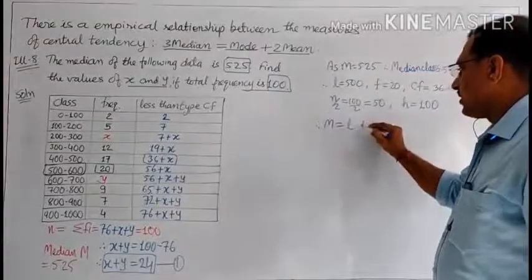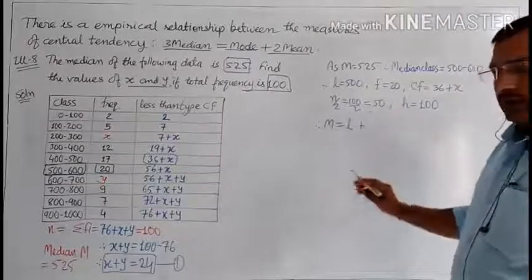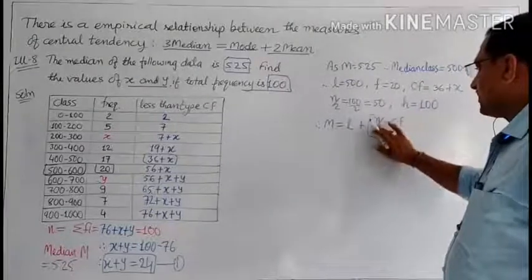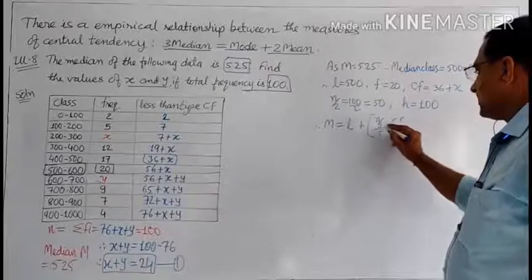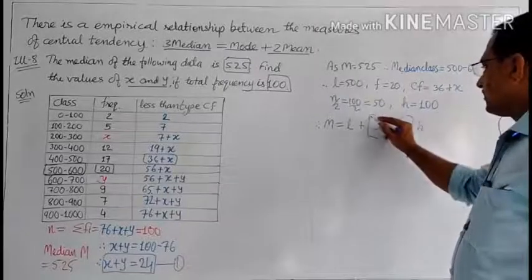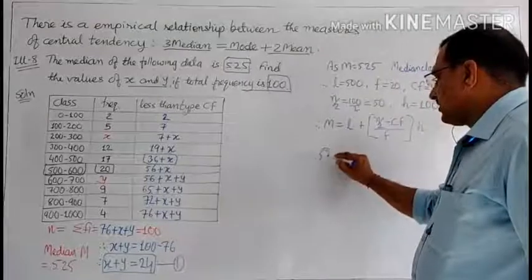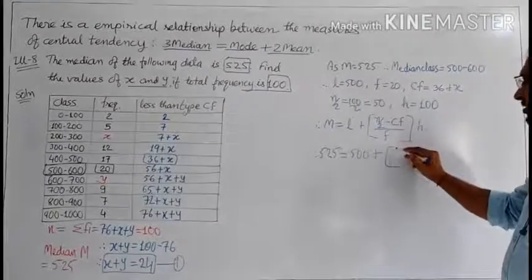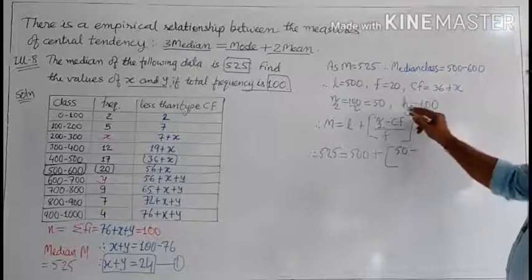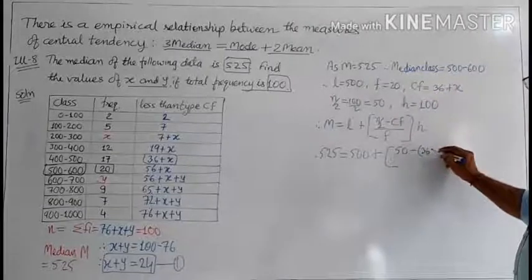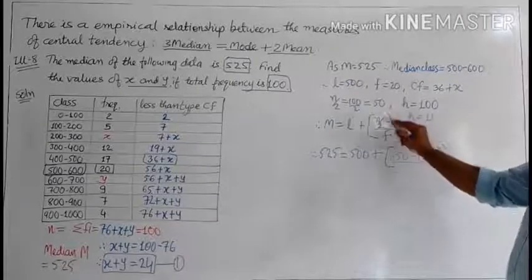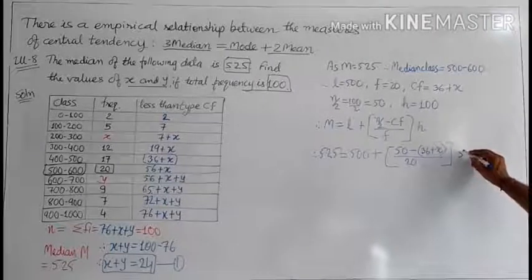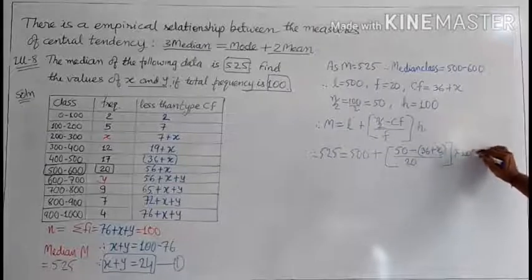Therefore, using the same formula, median is equal to l plus, in brackets, n by 2 minus cumulative frequency, divided by frequency, multiplied by class width. So substituting the values, the median is 525, equal to 500, the lower limit, plus, in brackets, n by 2, which is 50, minus CF, 36 plus x, divided by f, that is 20, multiplied by class width, that is 100.